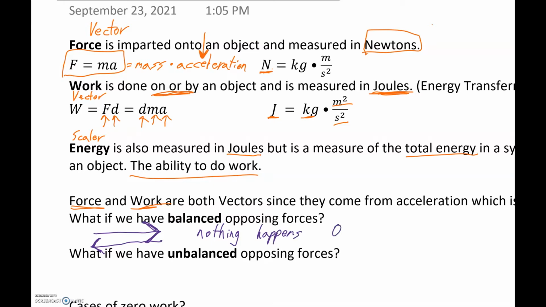Zero acceleration. Okay, you can imagine that if there's no net force, then there's no acceleration.